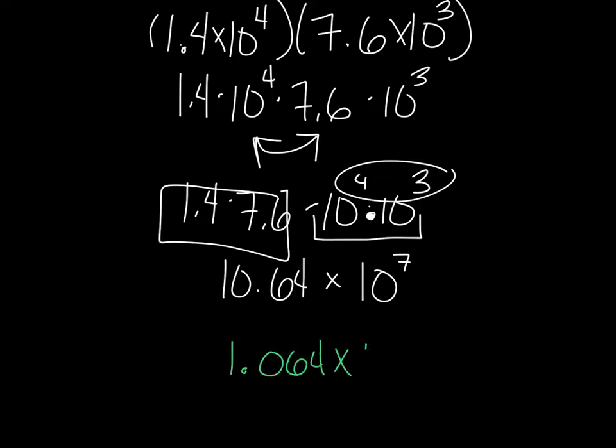We need to have 1.064 times 10 to the, oh no, it can't be 7 anymore because I have moved a decimal, haven't I? I have moved a decimal. And so now it can't be 7. So it's either going to go up to 8 or it's going to go down to 6, right? Because I moved the decimal one place. So which one is it going to be? Up to 8 or down to 6?